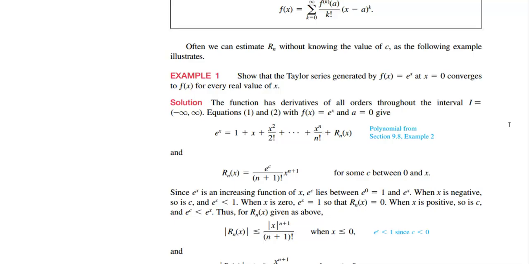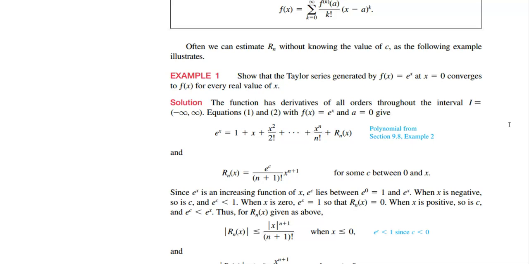Equations 1 and 2 with f(x) equals e to the x and a equals 0 give e to the x is 1 plus x plus x squared over 2 factorial, plus x cubed over 3 factorial, plus, and so on, plus x to the nth power over n factorial plus r sub n of x.